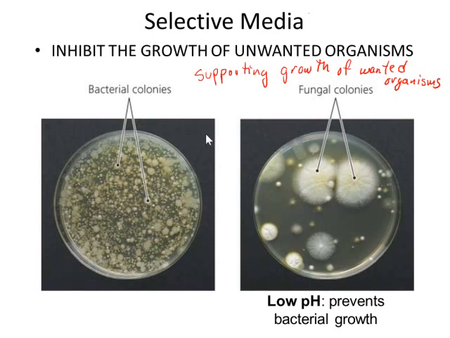Now generally for selective media, we can use defined media, which only supports a narrow range of growth, or we can use some agents. For example, you can use lots of salt because we know most bacteria can't grow in high salt. Or you can use acidic pH because we know most microbes can't grow at acidic pH. That's what we've done here in this plate.